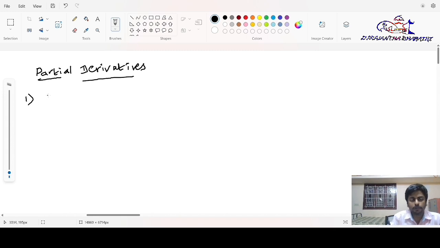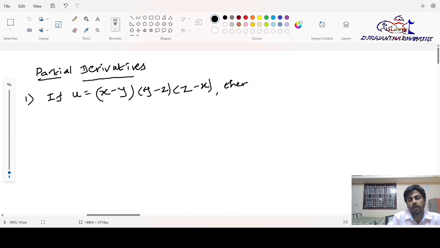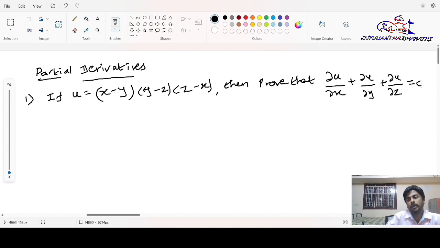The problem we are going to see is: if u equals (x minus y) into (y minus z) into (z minus x), then prove that dou u by dou x plus dou u by dou y plus dou u by dou z equals 0.